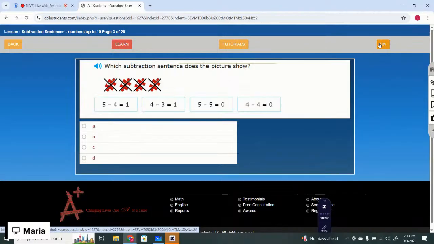So we have four pieces of puzzle. They all are crossed out. Option number D is the correct option. That is four take away four is zero.